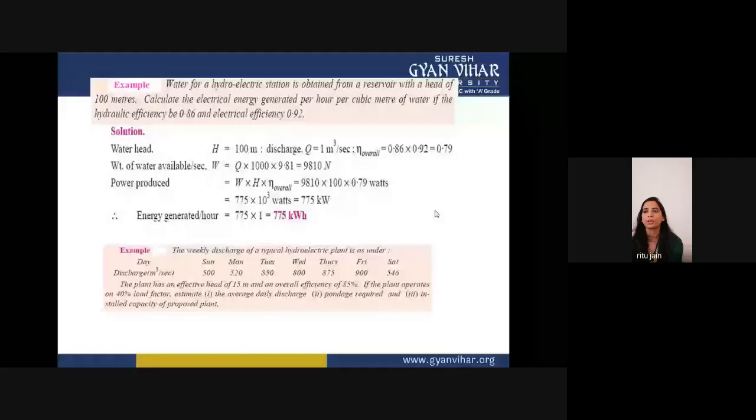W is already given, water available, and the H is your water head, and η is your overall efficiency. So you will get 775 kilowatt. So energy generated per hour is equal to 775 into 1, that is 775 kilowatt hour.